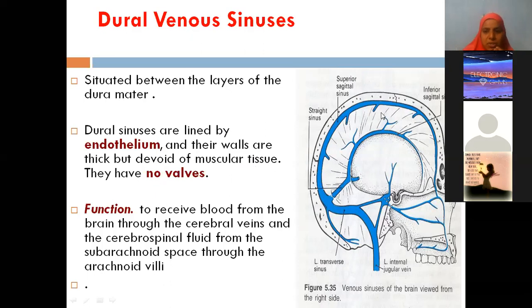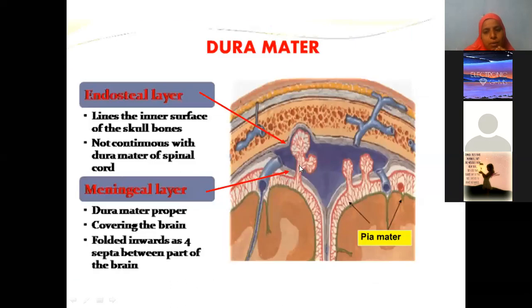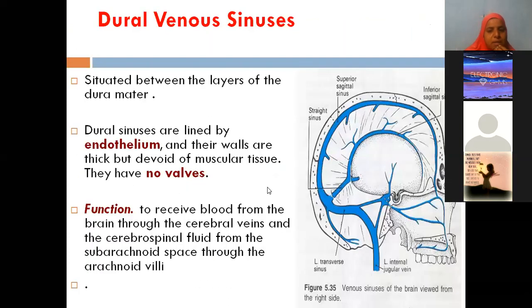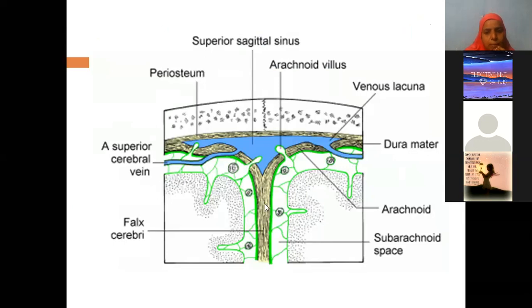Now the functions. So many dural venous sinuses are there; as we proceed, I will name them. The function is to receive blood from the brain through cerebral veins, and also to receive the cerebrospinal fluid from the subarachnoid space through arachnoid villi. These pink areas you are seeing are the arachnoid villi. From there, CSF is also pouring into the dural venous sinus. That is the function. So this is the arachnoid villus from the arachnoid mater.